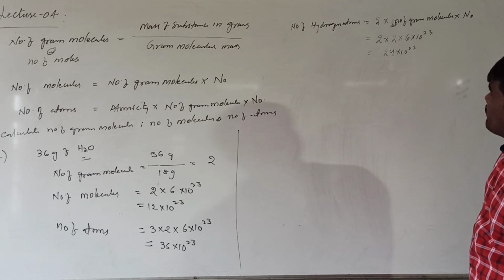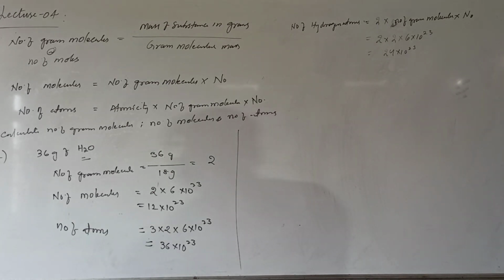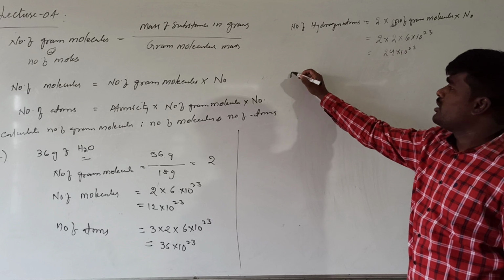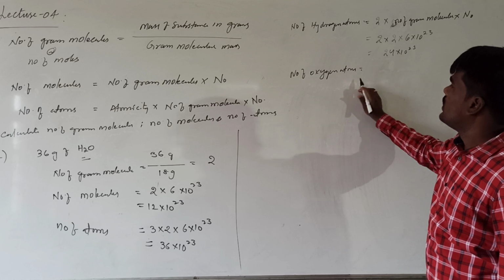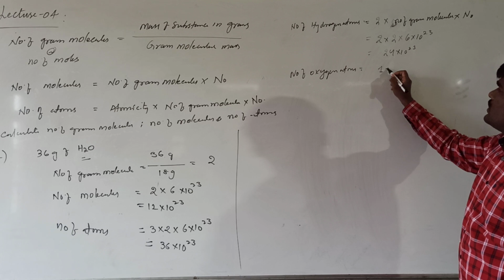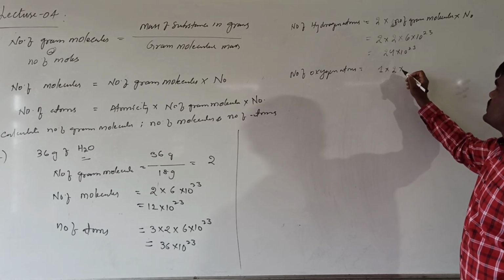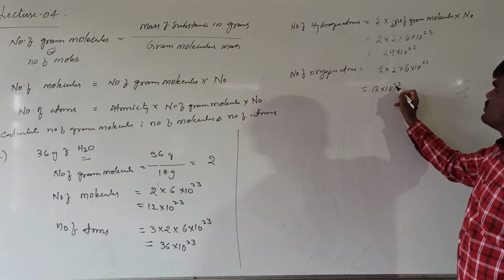Are you getting this? Like this you can calculate. How many oxygen atoms are there in one molecule of water? 1, into how many gram molecules? 2, into 6 into 10 power 23. How much does it come to? 12 into 10 power 23.